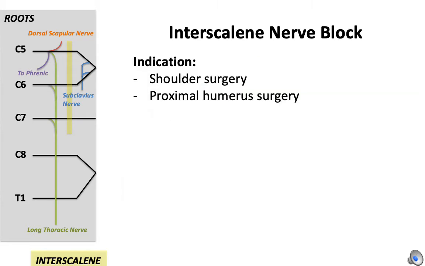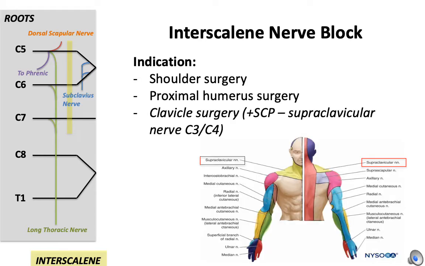The indications for interscalene nerve blocks include surgery to the shoulder and proximal humerus. This block can also be used for clavicle surgery when supplemented with a block of the superficial cervical plexus. The supraclavicular nerve, which arises from C3 and C4 branches of the superficial cervical plexus, is responsible for the area highlighted in yellow in the figure above, which would be necessary to cover for surgery of the clavicle or trapezius.